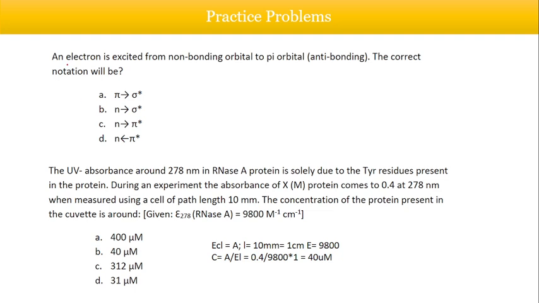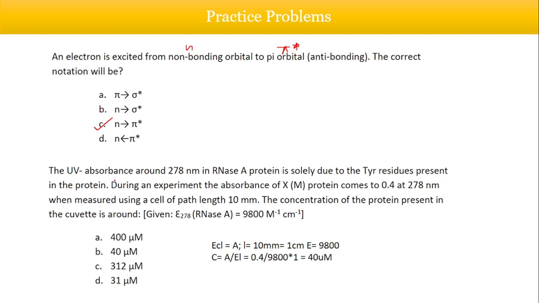Now the next question says an electron is excited from a non-bonding orbital to a pi orbital. The correct notation would be: the non-bonding orbital is n, and for pi anti-bonding, pi is this, and for anti-bonding we use a star. So n to pi star is the right option. We have that in C.